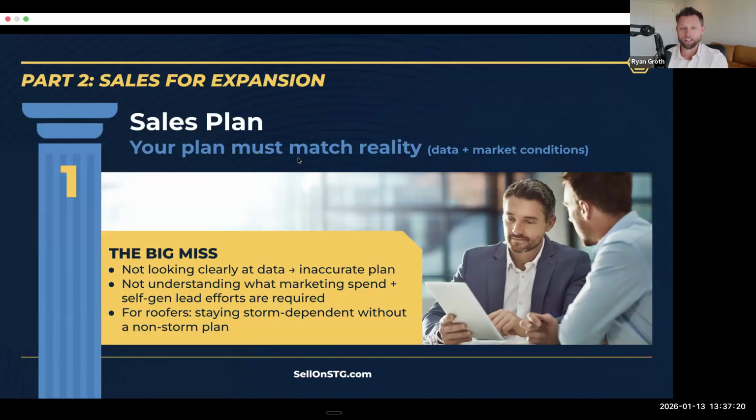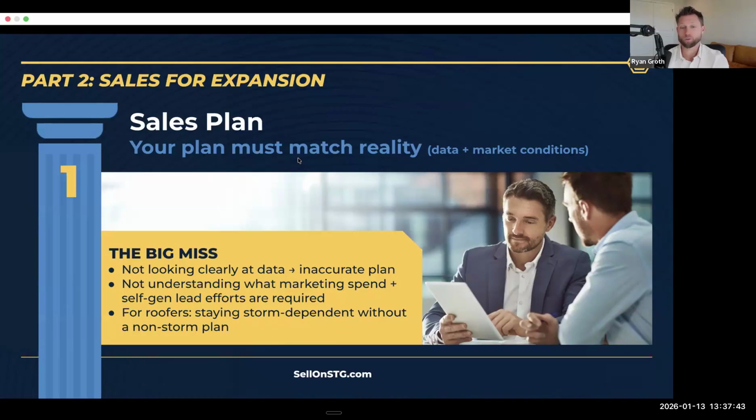All right, not understanding what marketing spend and self-generated lead efforts are required. I do think that every sales team needs to be self-generating leads. I mean, facts. We need to learn how to generate leads, even in the most marketing-heavy retail environment. Sales reps can absolutely self-generate leads. It's just, are you planning for that, and are they accountable for that?